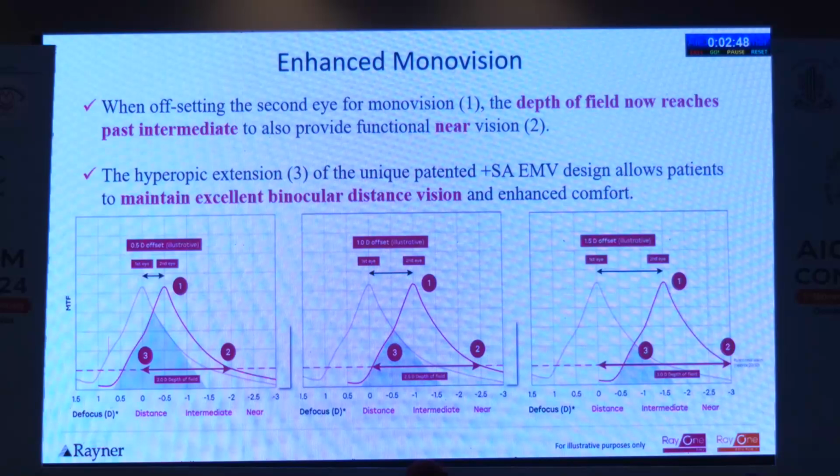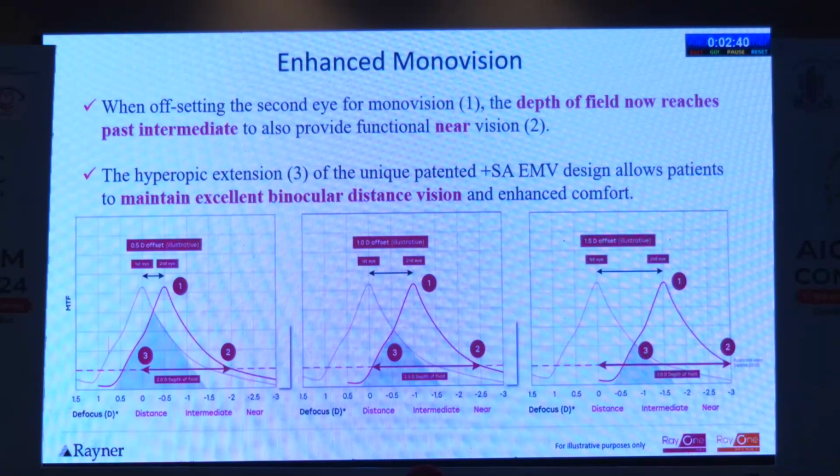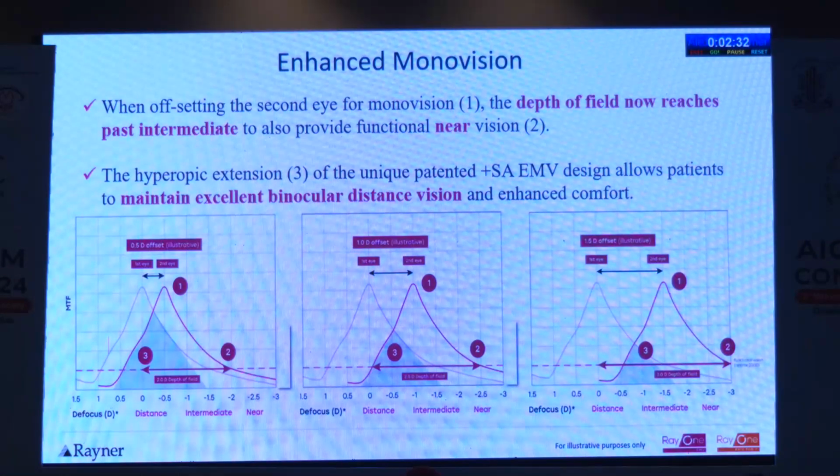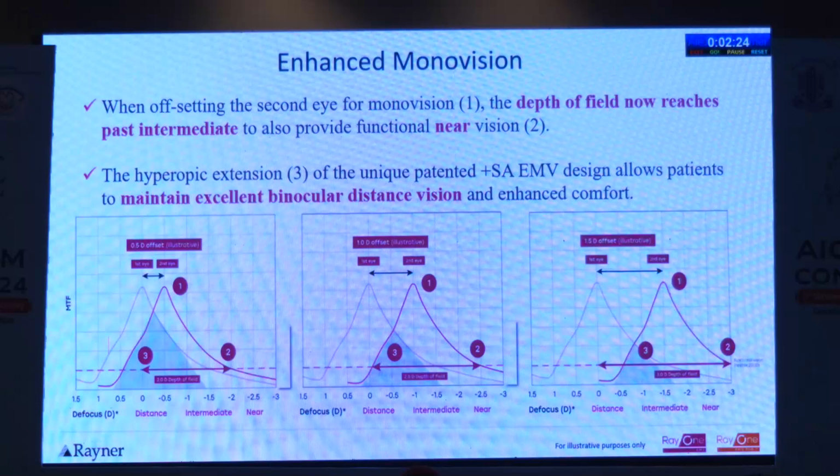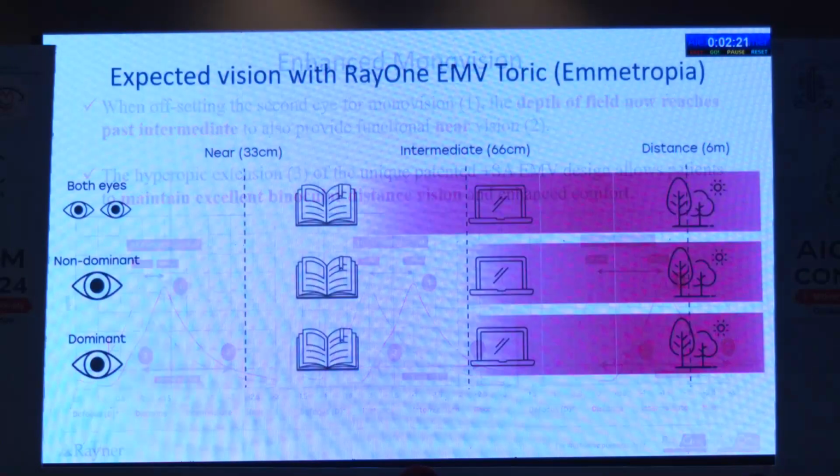What is enhanced monovision? When offsetting the second eye for monovision, the depth of field now reaches past the intermediate. You can see with the first slide, it's a micro monovision, a 0.5 diopter difference is there. The depth of field is passing the intermediate distance, and the hyperbolic extension of the unique patented design allows the patient to maintain excellent binocular vision. You can see the shaded portion. It maintains the excellent binocular vision when you're doing a micro monovision.